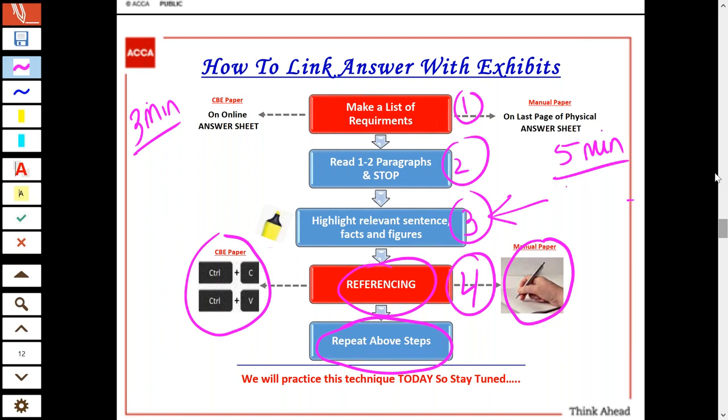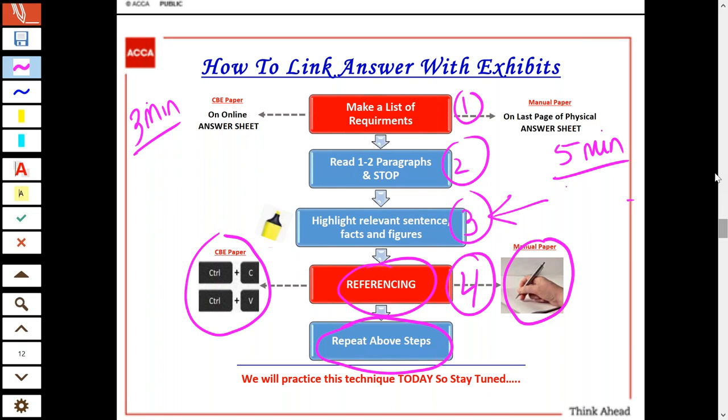For me, highlighting takes a lot of time. Yes, I agree. Yes, just like manual paper you write on the side. What about the students who got exemption in first 9 papers? I don't care. SBL is a standalone subject. So just please, guys, ask me questions relating to this particular technique.